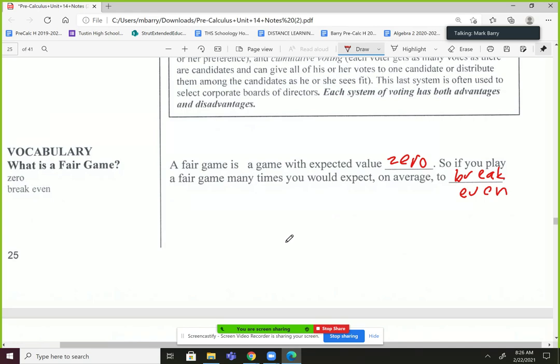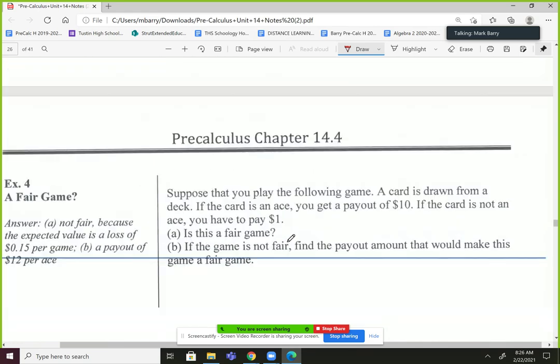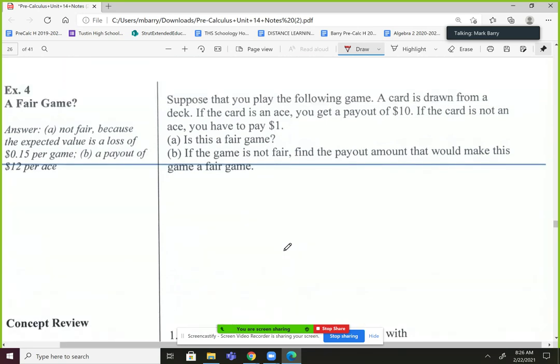All right, cool. Let's take a look at this one though. Suppose you're playing the following game. A card is drawn from the deck. If the card is an ace, you get a payout of $10. If the card is not an ace, you have to pay $1. Okay? So, is this a fair game?